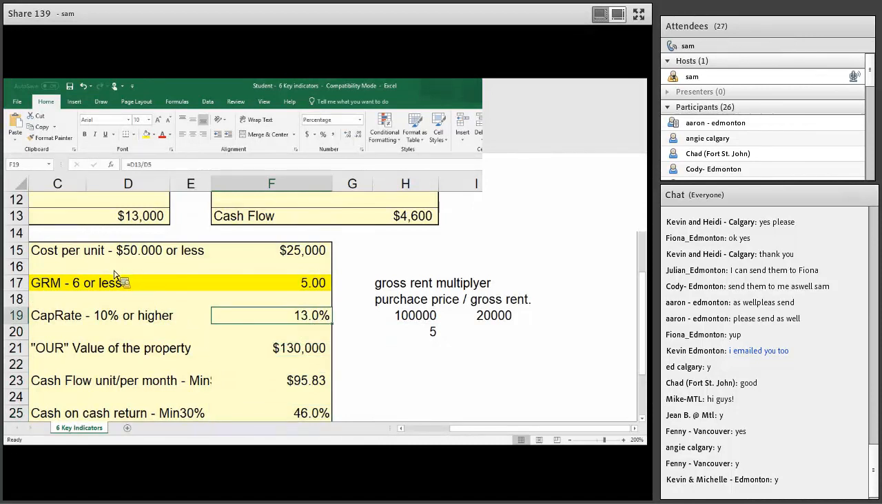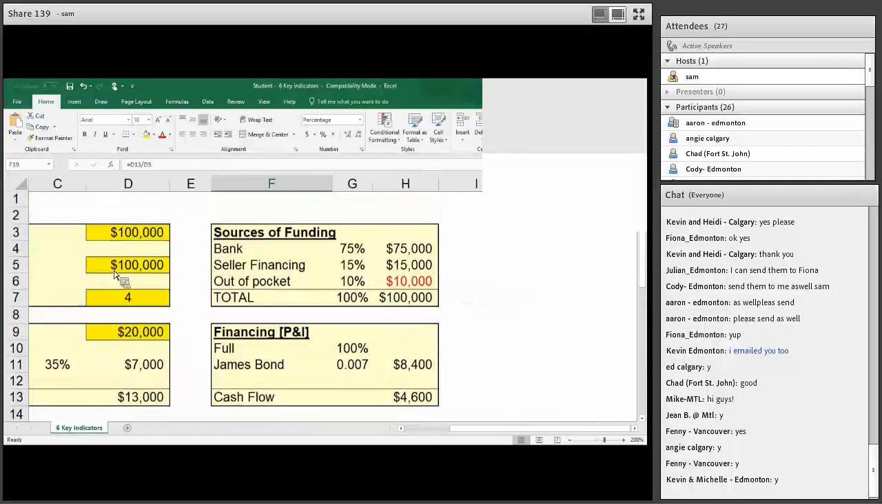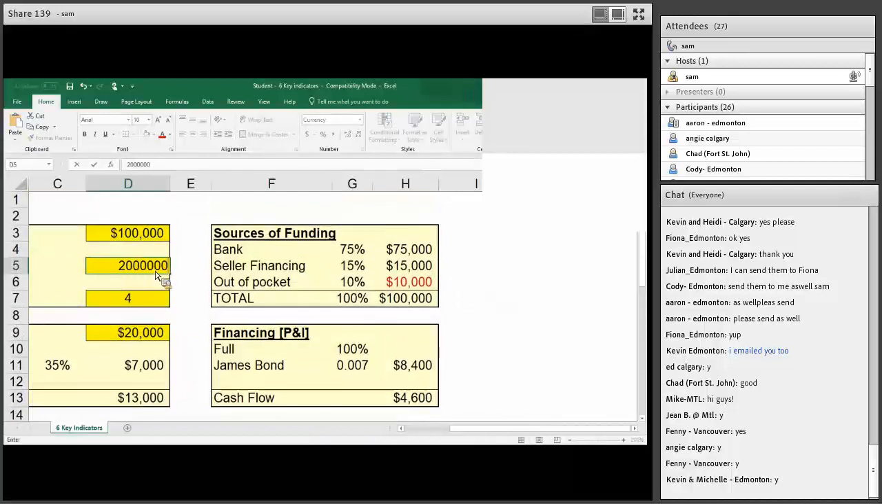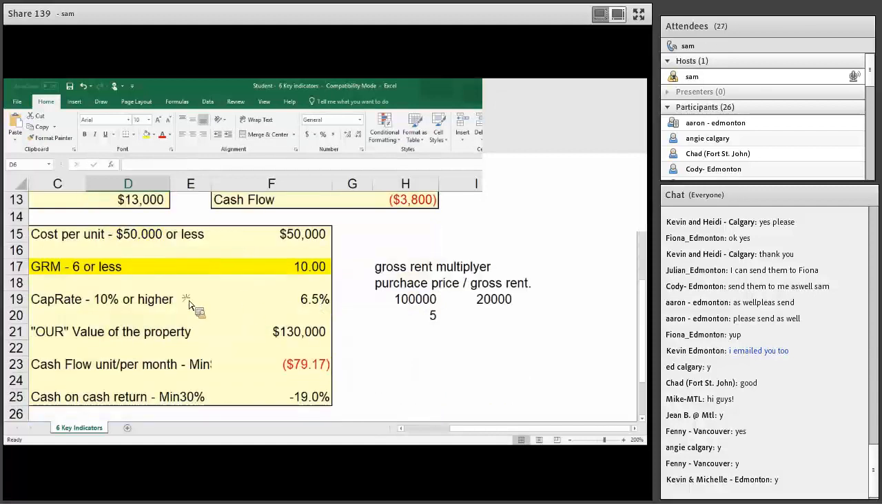To give you an example, let's make this 200,000. So 200,000. All right, 200. That's 2 million. Let's go back. Okay, so what you see is this. The gross rent multiplier is 10. The cap rate is 6.5, and we're looking for 10 or higher. So that's no good. Cash flow is negative $79.17. Cash on cash return is 19. Right, and this is where it's great to play around with these numbers to see how they affect each other. As a rule, GRM, you want that 6 or less. That should bring these numbers close to or in line to a potential deal.